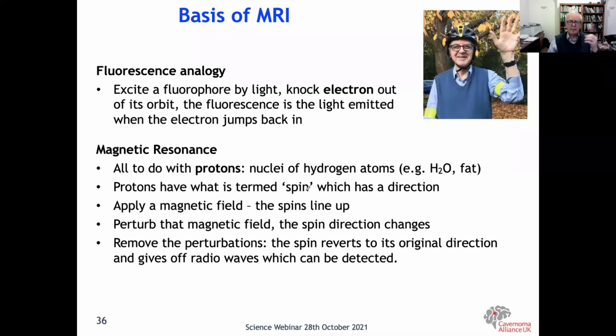And you can perturb that magnetic field, and I'll tell you about that in a moment, and then the spin changes direction. If you perturb it just for a little while, like a few milliseconds, then the perturbation goes off. The spin will change direction when you put it on, and it will change direction back again when you switch it off. And it's that switching off that gives off the radio waves which you detect. So the detector in MRI are the radio waves you get after you've perturbed the spin of the protons with magnetic fields.